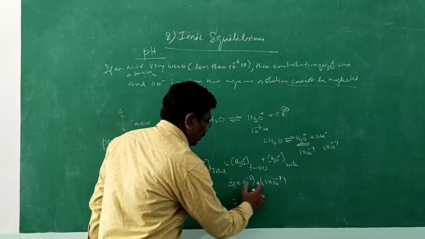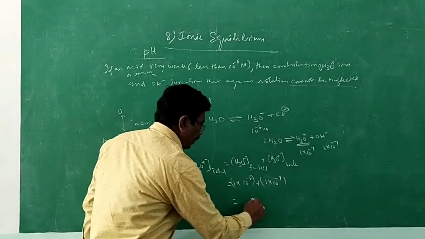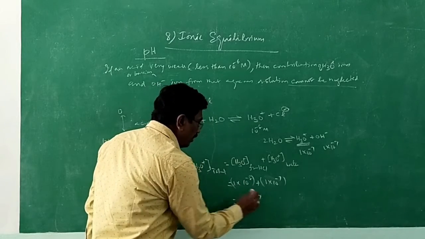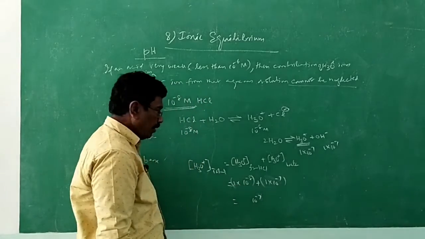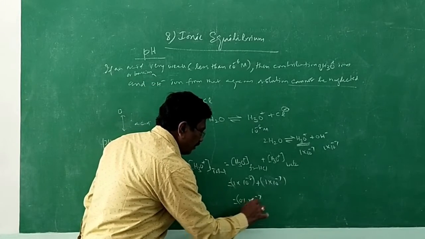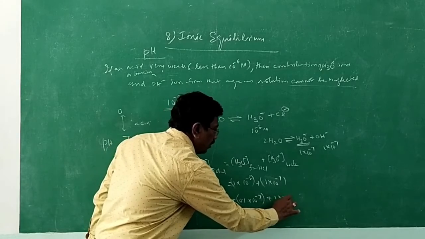Here, then only I can add properly. 10 power minus 7 means, here I have multiplied by 10, so it has to be divided by 10. Therefore, 0.1 into 10 power minus 7 plus 1 into 10 power minus 7.